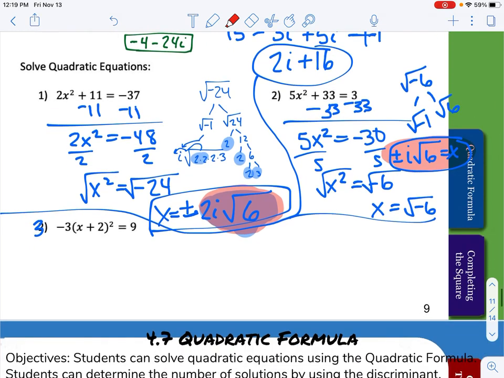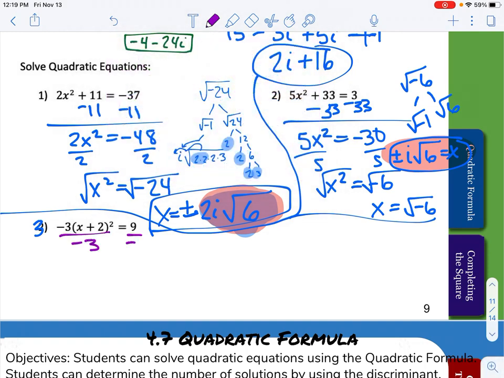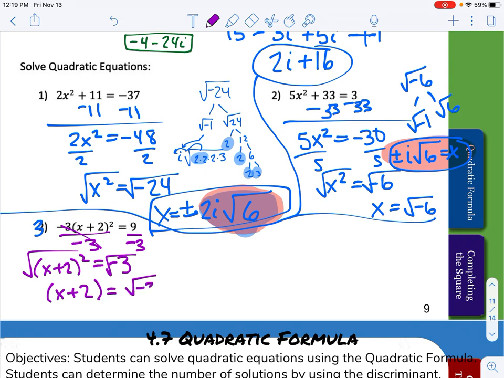Alrighty, and then lastly, this type is a little different. We covered one of these the other day. You want to start by dividing by -3 on both sides. So we end up getting x plus 2 squared is equal to -3. Take the root of that, so x plus 2 is equal to root -3. If you want to, before you even move ahead, you can go ahead and say, well, this is root -1 and 3, which means it's i root 3. That's fine with me. That's just the simplification of that guy.